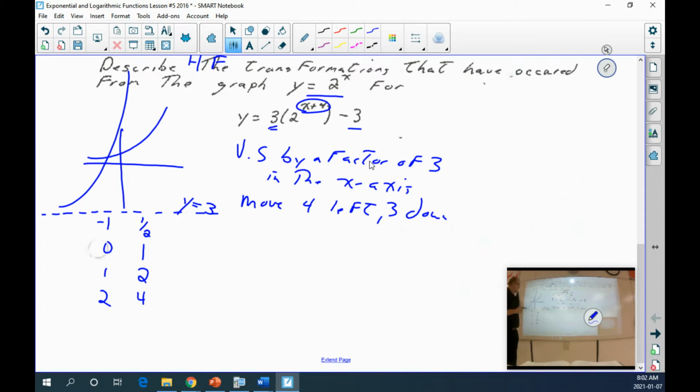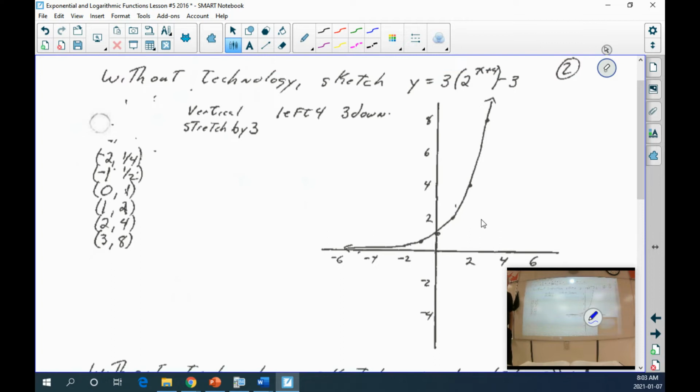We stretched it first. The horizontal asymptote didn't change because it's y is equal to 0, the x-axis. We moved it left, which doesn't change the horizontal asymptote, and then we pulled the entire graph down. So now my horizontal asymptote is y is equal to negative 3. Not 3, but negative 3.